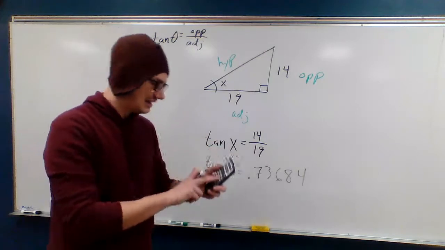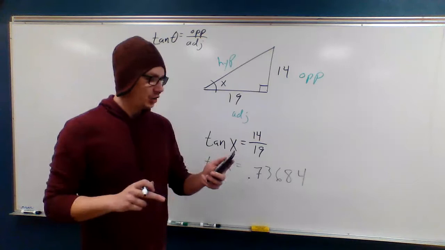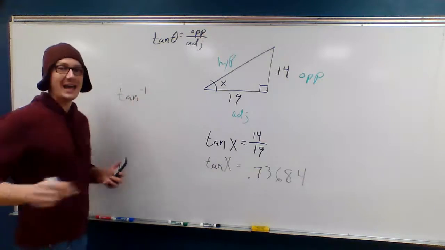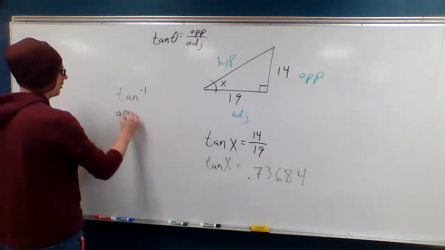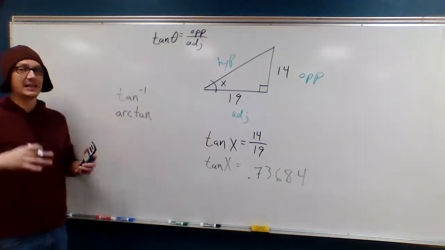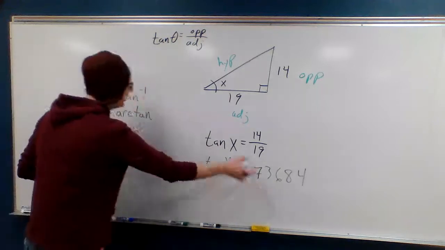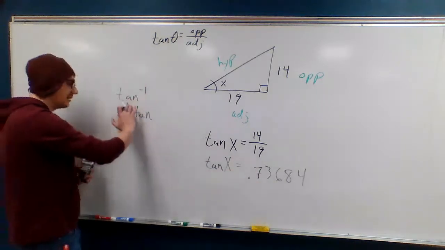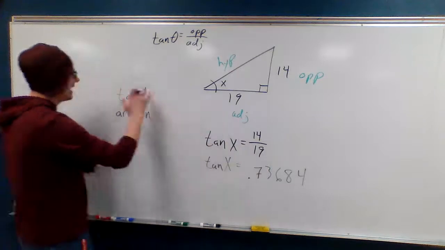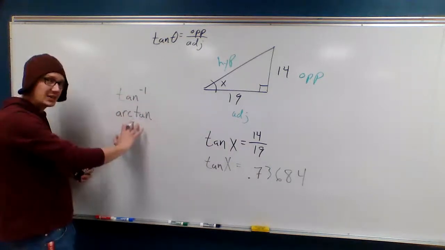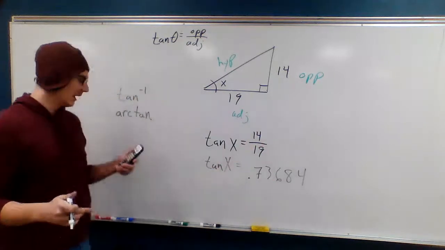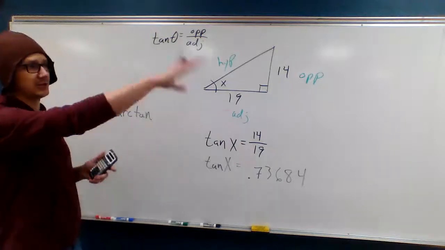Second function, tangent. You're looking for a tan to the -1 button. You may also be looking for something that says arctan. You're going to be looking for one of those. You may need to plug this number in and then tan to the -1, or tan to the -1 and then the number. For most calculators, I think it'll be the number and then tan to the -1. But if you have arctan, it's probably arctan and then 0.73684.